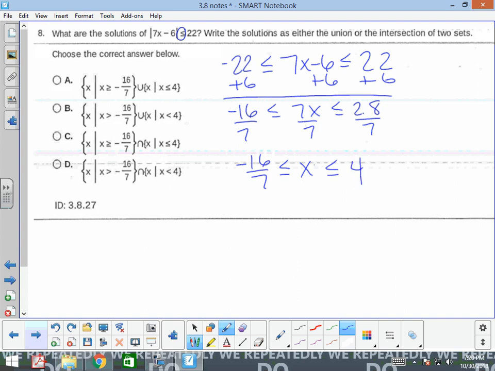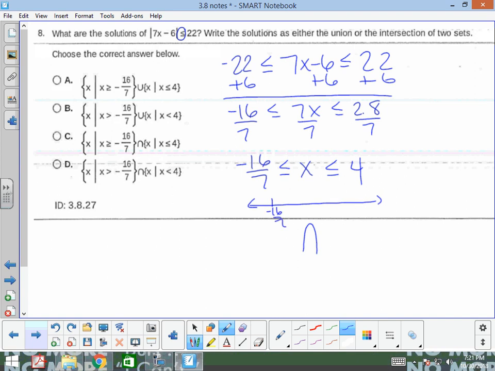So this has to be an intersection. If it is a between statement, it's going to be an intersection because to graph it, negative 16 sevenths is here, 4 is here, x is between, so it's only where they overlap. So we're looking at the intersection. So it can't be A and it can't be B. So let's look at C and D.